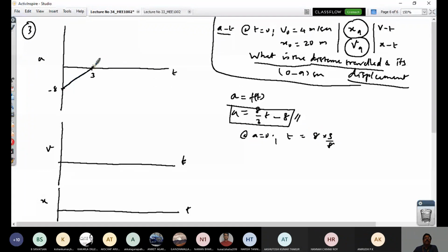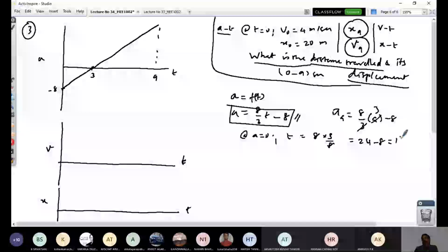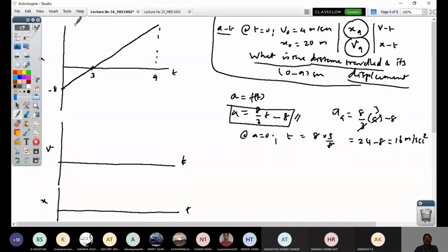So I can plot this graph and extend it for a generic time t or till 9 seconds. So what is a9? This is 8 by 3 into 9 minus 8. It's 24 minus 8. This is 16 meters per second square. So I have drawn this. Then you have to draw V9 and V0, where V0 is given as 4 meters per second, and X0 is given as 20 meters.